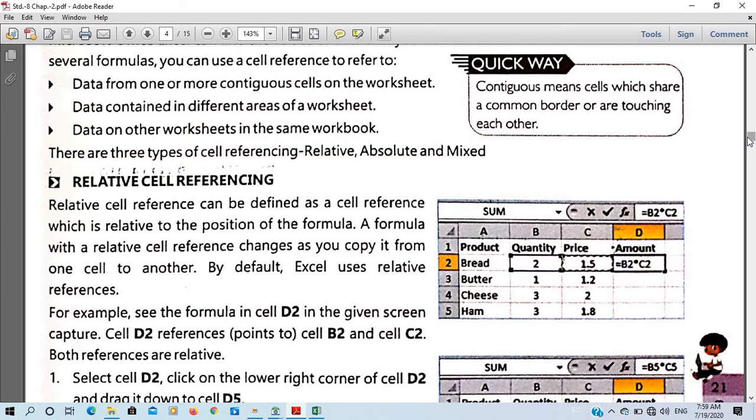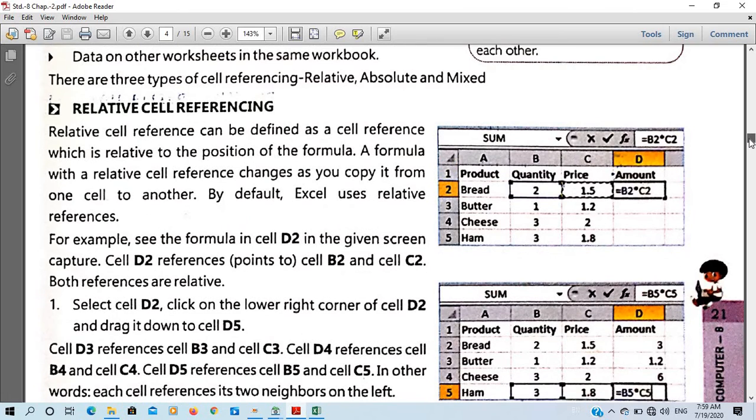Now what is relative cell referencing? When we say relative cell referencing, it means that when we do the same calculation in another cell, the same thing is updated with the relative cells.